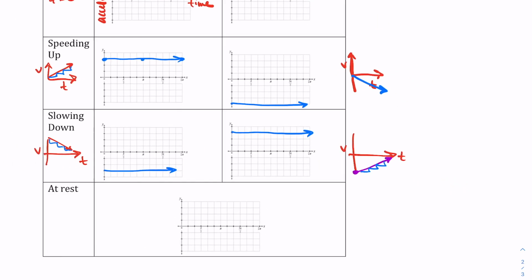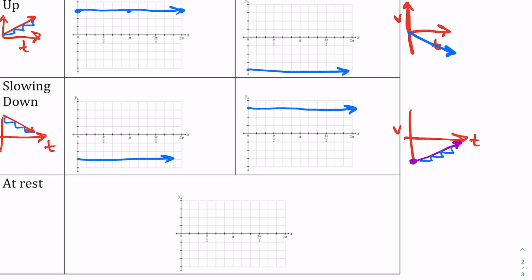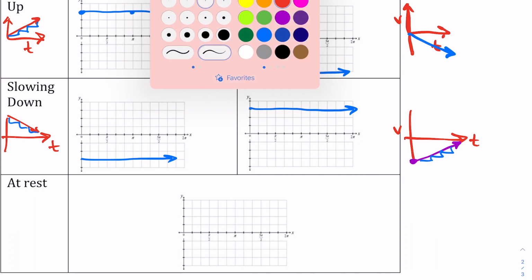If you were at rest, what does your acceleration look like? Well, if you were at rest, your velocity graph is going to look like this. Right? No velocity here, right? And so you would have slope is 0, right? So we would just show no acceleration. Acceleration versus time is at 0.